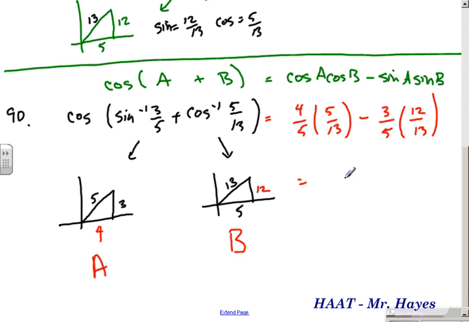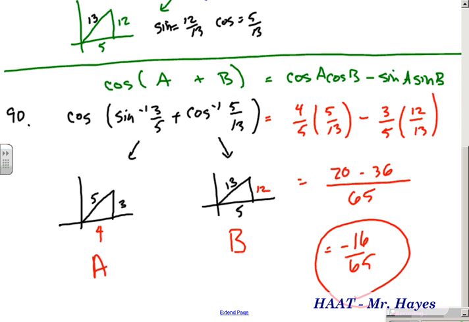And then at this point, you're just going to do the math. So you're going to come up with your denominator of 65. And then you get 20 minus 36. So your answer is going to be negative 16 over 65. Okay? And that's your answer. And that should get you, hopefully, on the right track with 7.5.